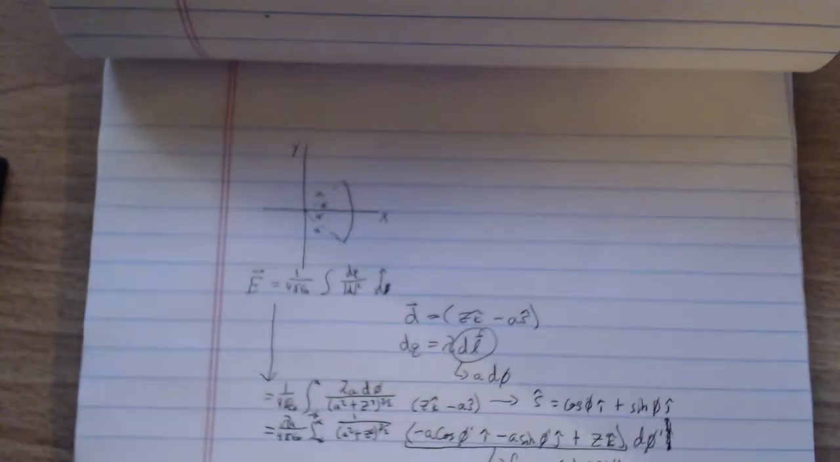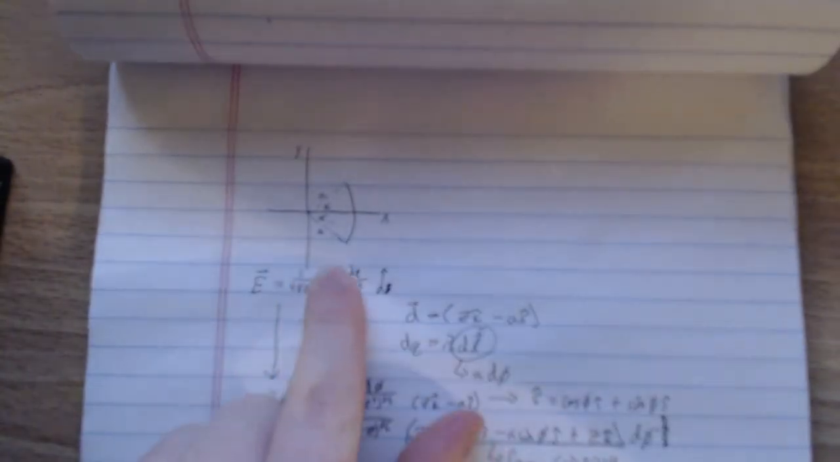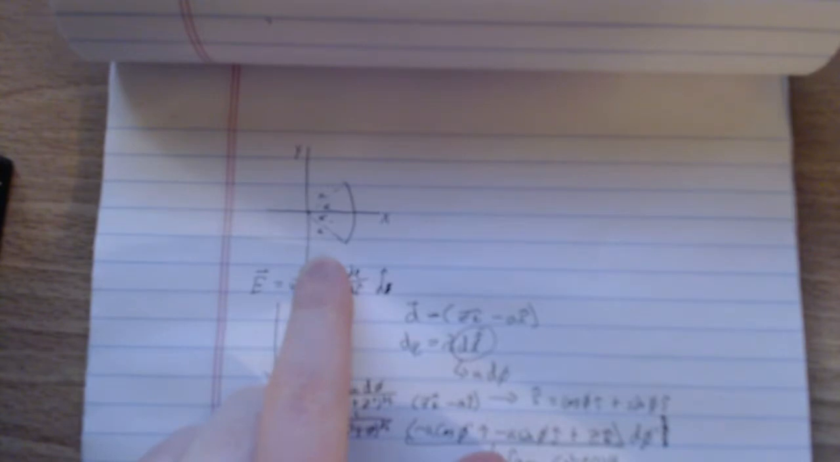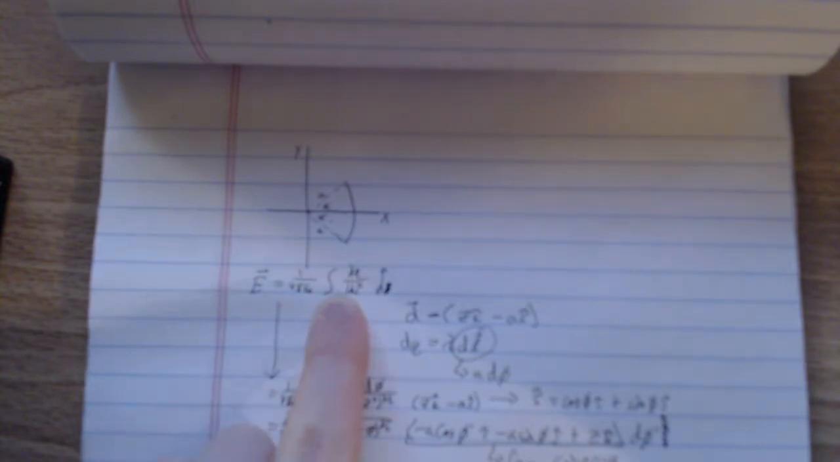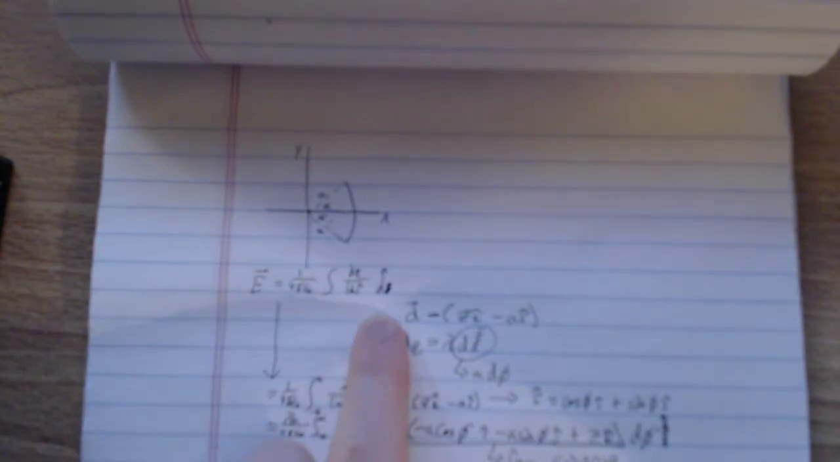Here is the drawing again, where the z direction, or the k-hat direction, is out of the page and the arc lies in the xy plane. We start with this formula here for the E field: 1 over 4 pi epsilon naught, integrating over dq over d squared, d hat.